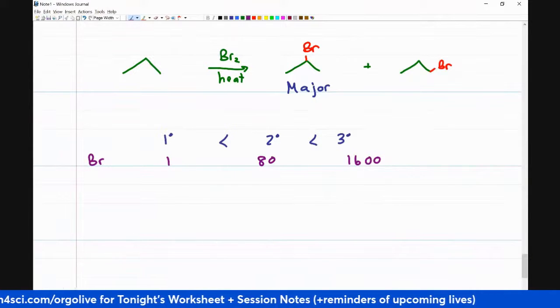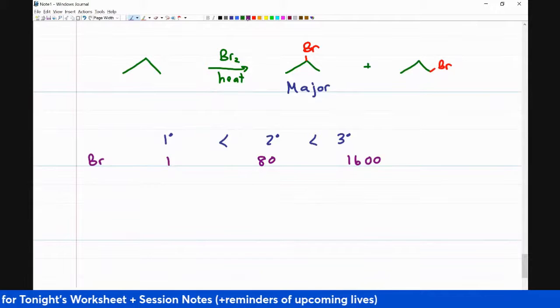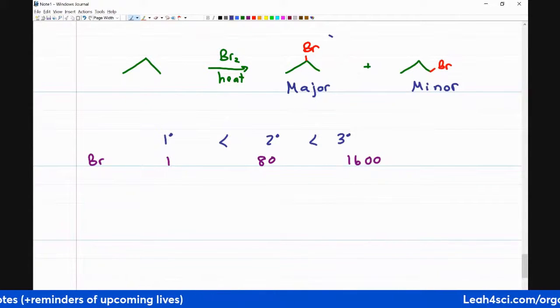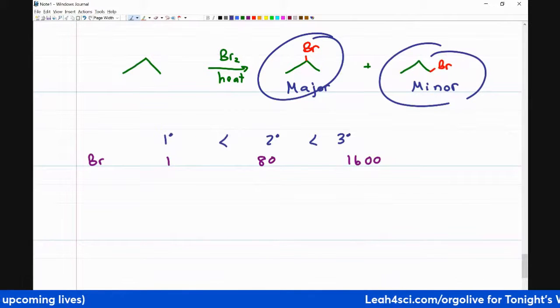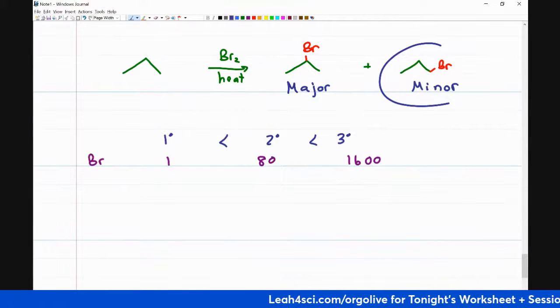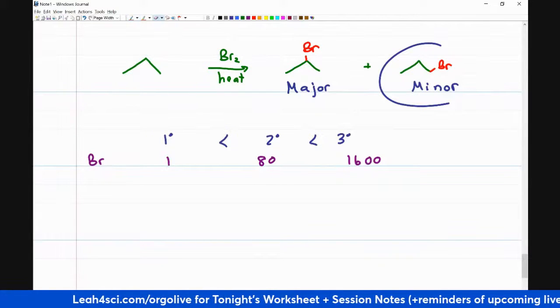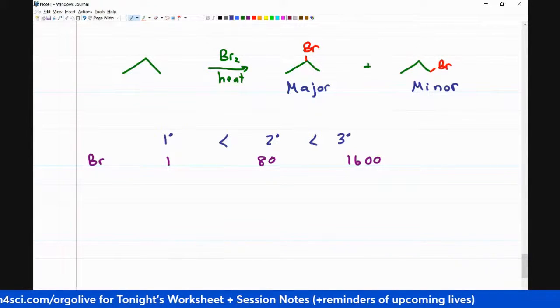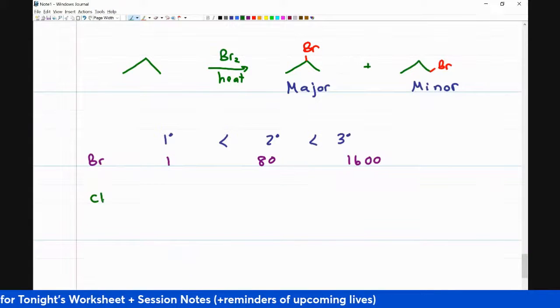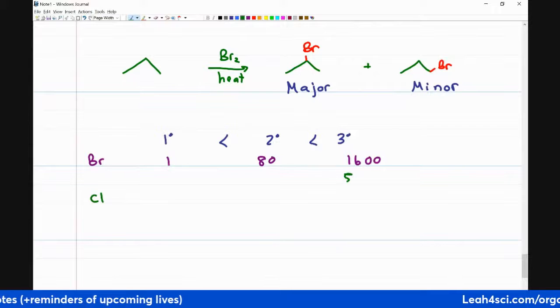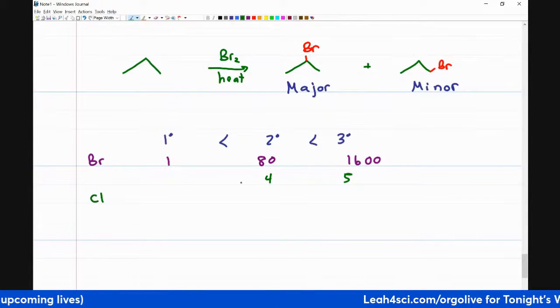And so looking at the above, I don't have a tertiary option, but I do have a secondary. And the ratio of major to minor will be 80 major to 1 minor, meaning you're pretty much only getting the major product for bromination. Chlorination is a little bit less selective. And again, memorize this only if you have to, but the ratio is 5 to 4 to 1.